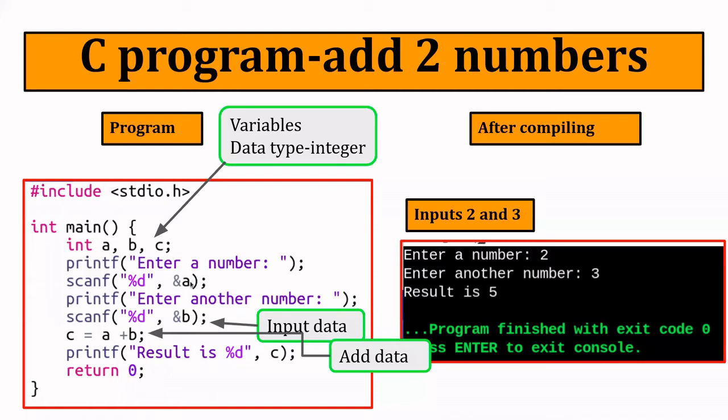Address means, in the hardware, each memory location has an address. So by using this address, we can find that specific memory location. Scanf will get the value we have inputted. This is the second input value.